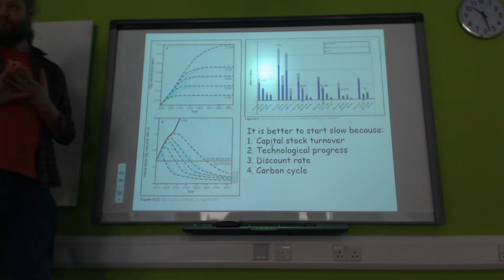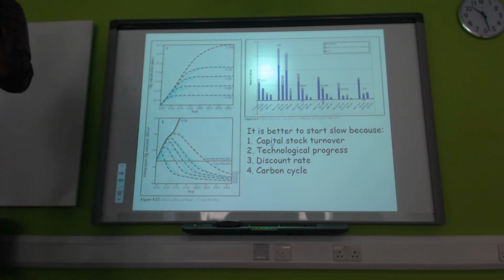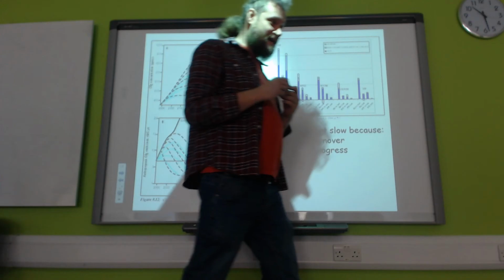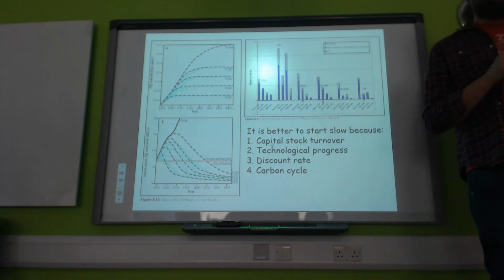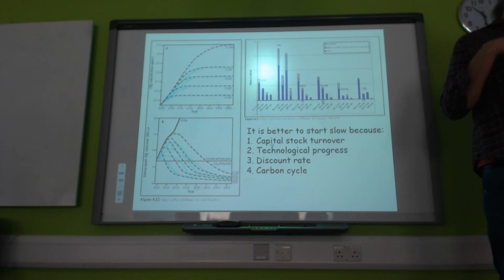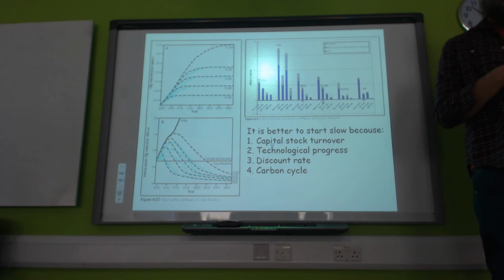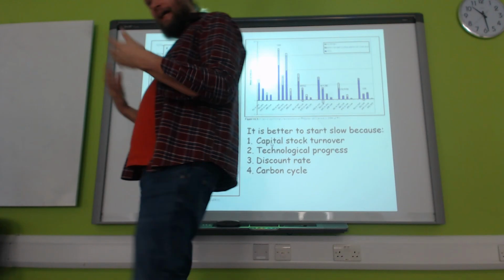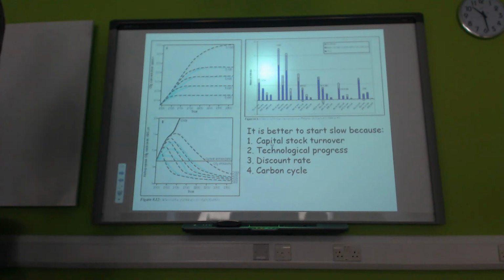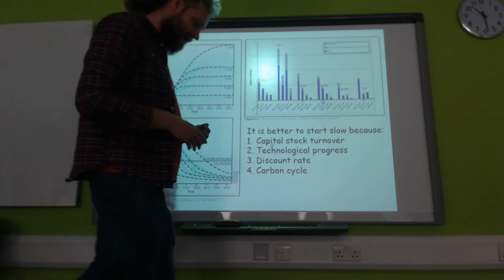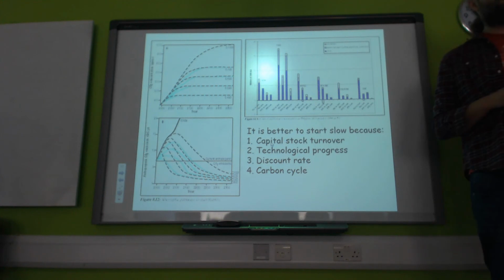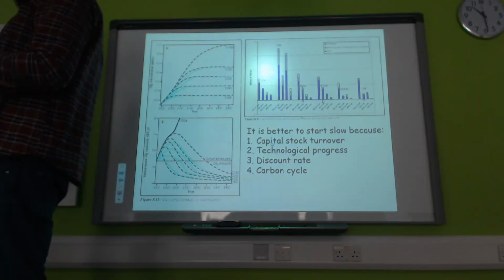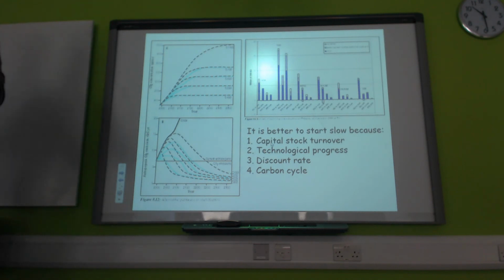Now, why do the models say this? There are 4 reasons why you would want to start slow with climate policy and accelerate rather than go in with a big bang. And the first one is capital stock turnover. The machinery that we use to convert fossil fuels into electricity or petrol into motion or gas into heat is all long-lived. Cars have a lifetime on our roads of about 10 years. Power plants have a lifetime of about 40 years to sometimes 60 years. And that means that the machinery that we currently have, the infrastructure that we currently have, is sort of optimized for a world where there was no climate policy.